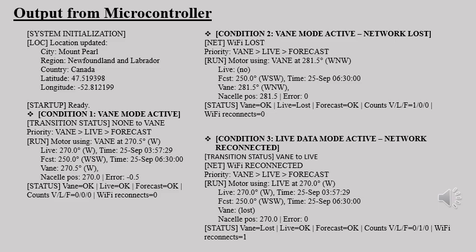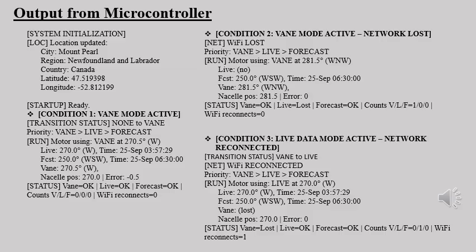Second condition, vane mode active, network loss. In this condition, the system is still in vane active mode, but the network connection is lost. The controller no longer receives live API data, but the vane is still functioning because the vane has top priority. The turbine continues using vane direction, now around 281.5 degrees WNW, and ignores live data until the network reconnects. The status shows live equals lost while vane and forecast remain OK. This confirms that the system can keep running even when WiFi disconnects.